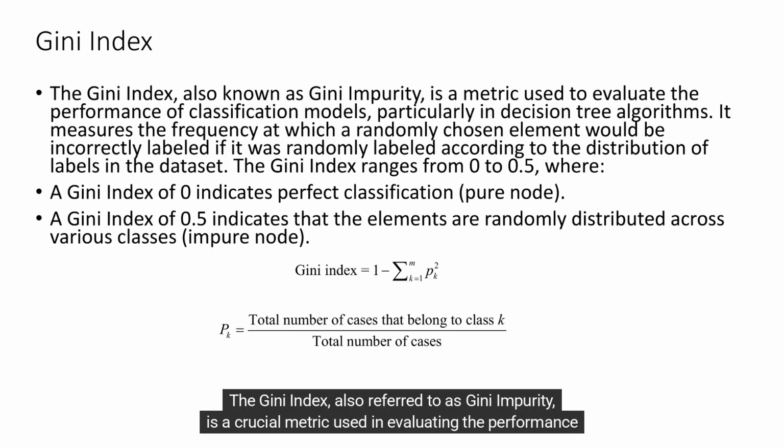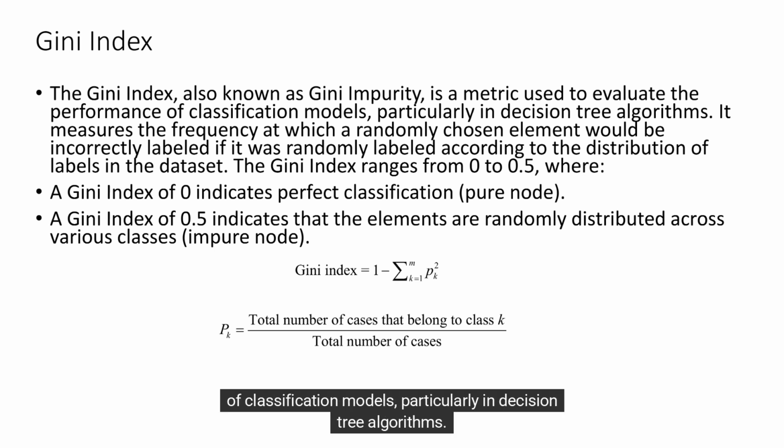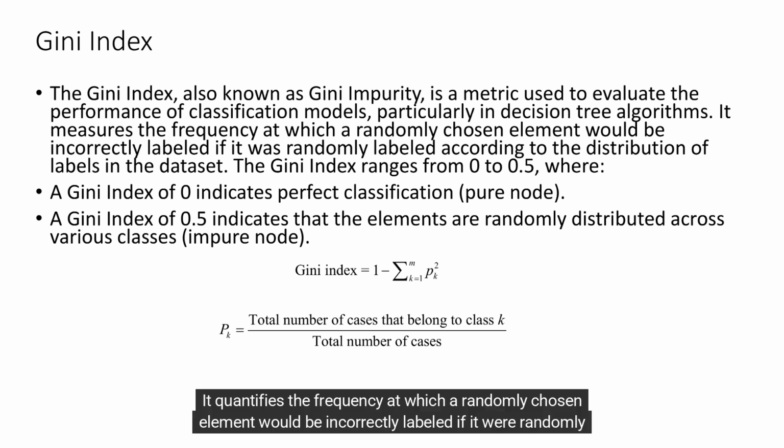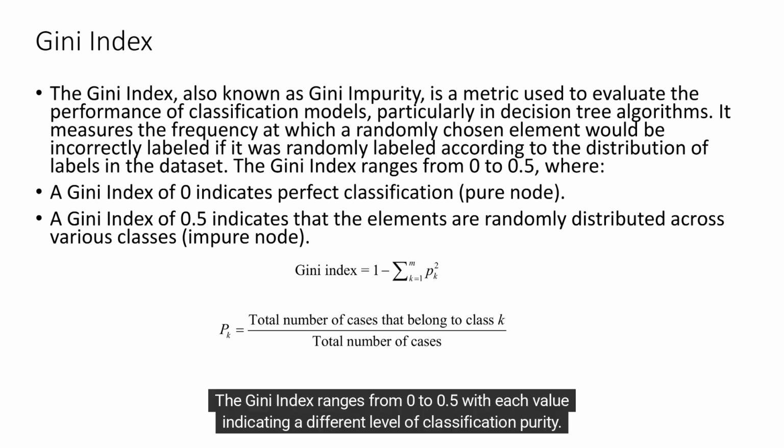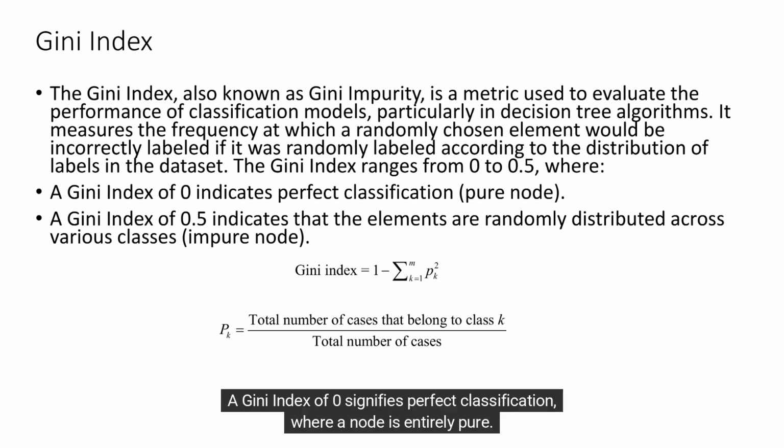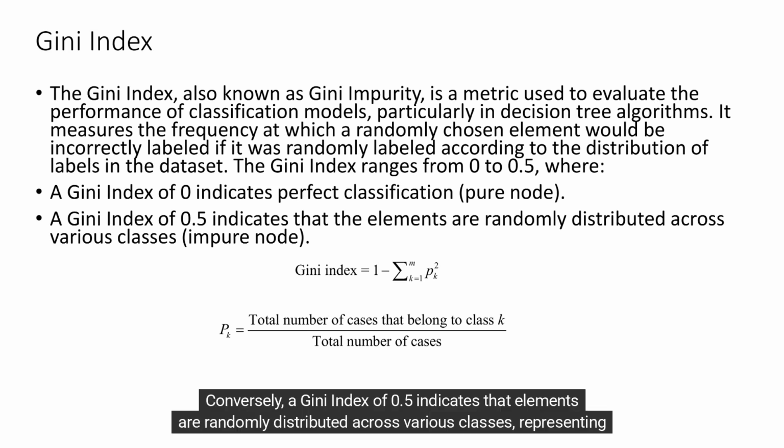The Gini index, also referred to as Gini impurity, is a crucial metric used in evaluating the performance of classification models, particularly in decision tree algorithms. It quantifies the frequency at which a randomly chosen element would be incorrectly labeled if it were randomly assigned based on the distribution of labels in the dataset. The Gini index ranges from 0 to 0.5, with each value indicating a different level of classification purity. A Gini index of 0 signifies perfect classification where a node is entirely pure. Conversely, a Gini index of 0.5 indicates that elements are randomly distributed across various classes, representing an impure node.